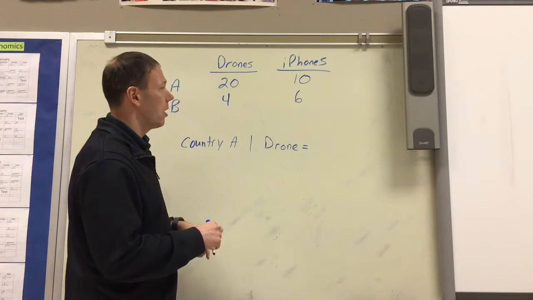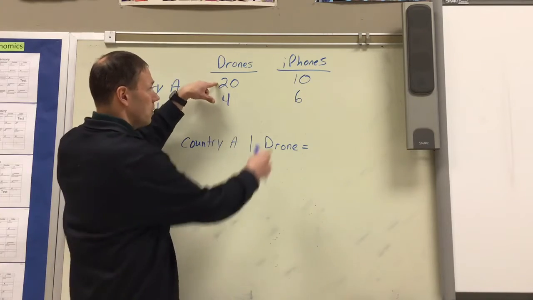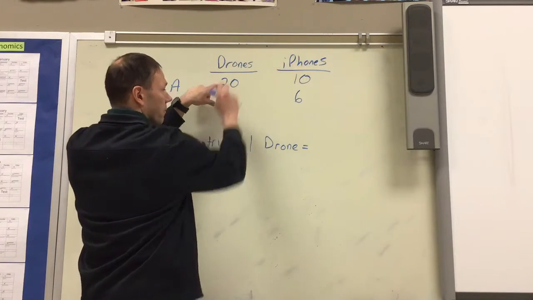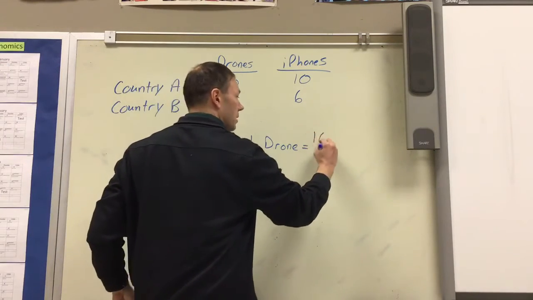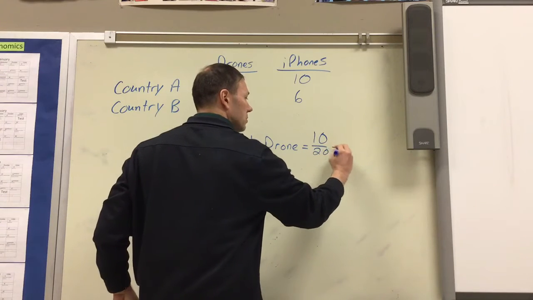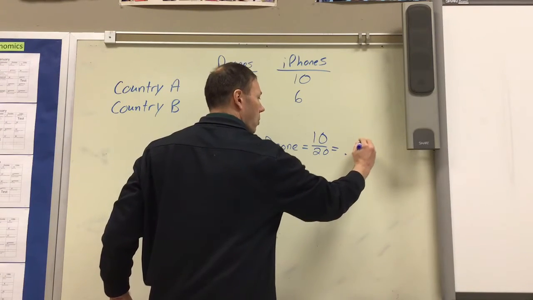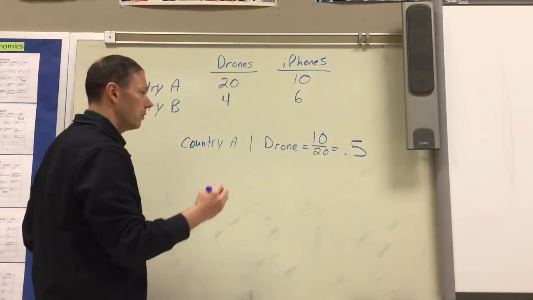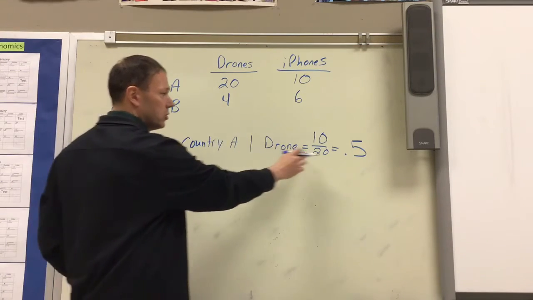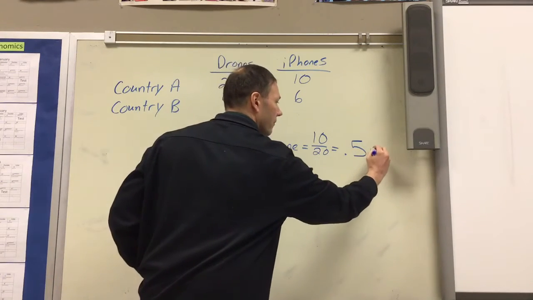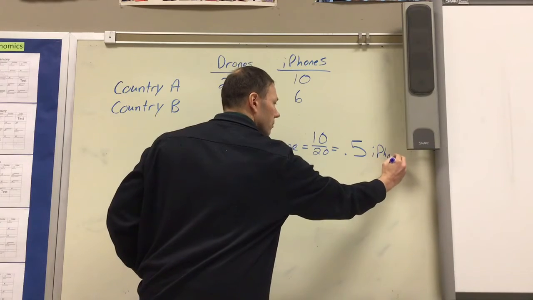Well, this is where we use our other goes over. So we're talking about drones. The other one, iPhones, goes over. So we would say 10 over 20, which of course equals 1/2 or 0.5. So to make one drone, country A gives up 0.5 iPhones.